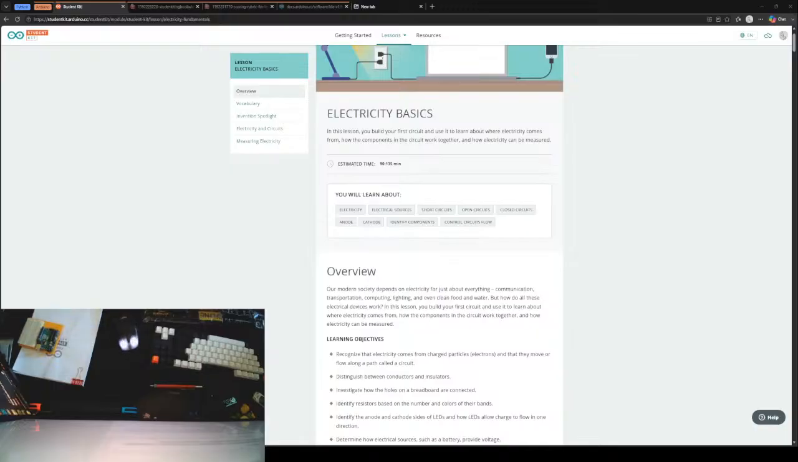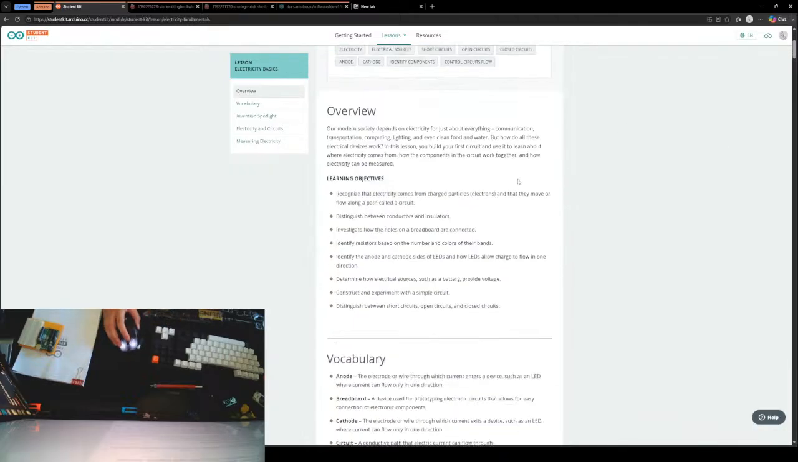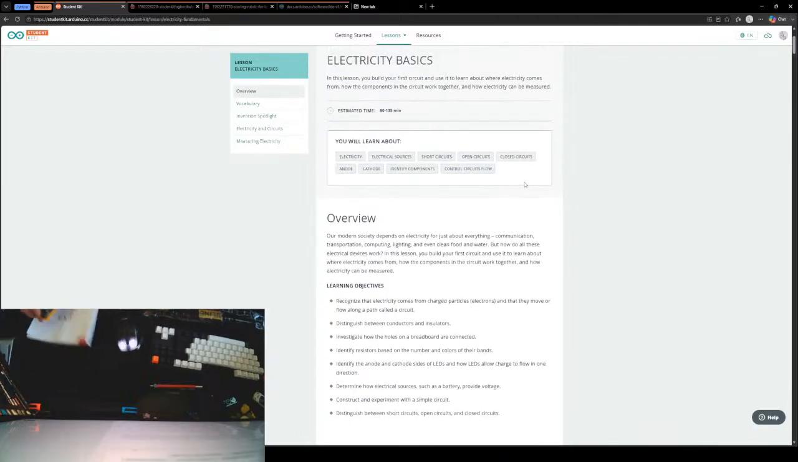Electricity basics. In this lesson, you will build your first circuit and use it to learn about where electricity comes from, how the components in the circuit work together, and how electricity can be measured. Our modern society depends on electricity for just about everything: communication, transportation, computing, lighting, and even clean food and water. But how do all these electrical devices work?